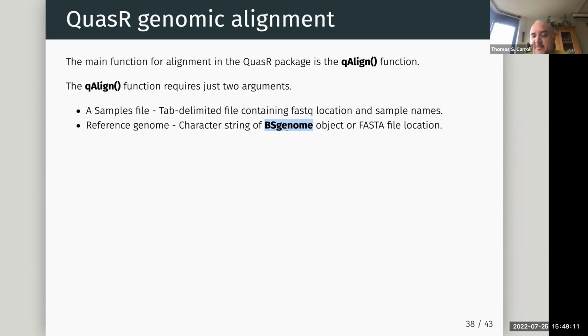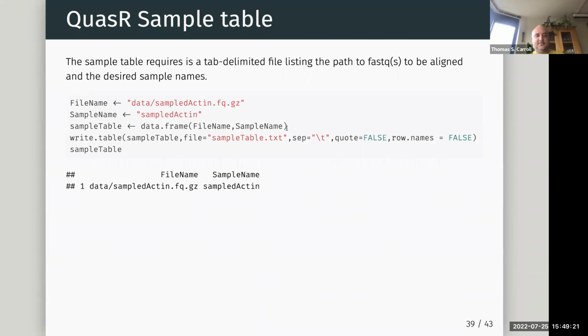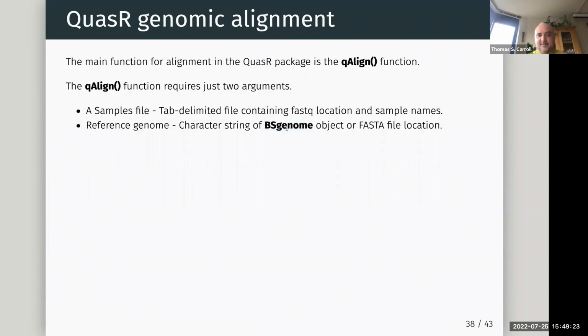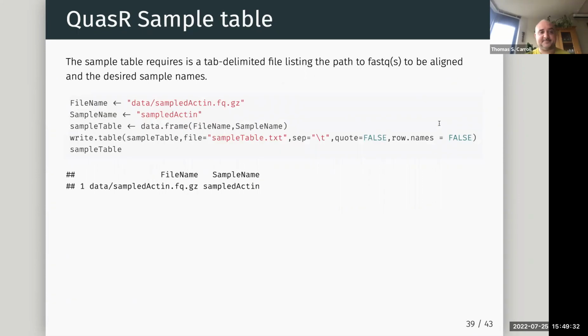We can use the BS genome objects like BSgenome.Hsapiens.UCSC.hg38, which contains the full sequence for the genomes we want to align to. But importantly, you can also give it a Fasta file. So you're not stuck just using the BS genome packages, because that would be just as bad as not being able to use them.